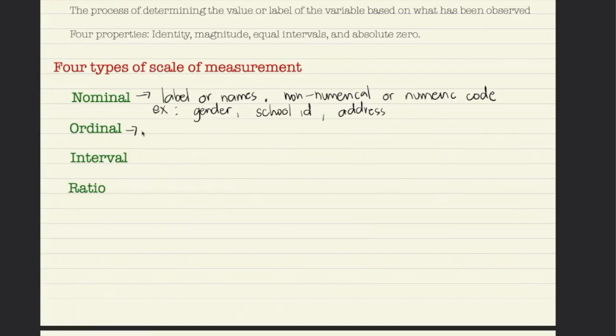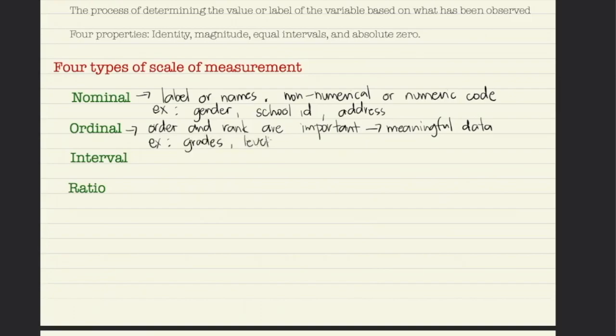Next is ordinal. When we are using ordinal, the order and rank are important. Therefore, the order and rank will provide meaningful data. What are the examples of ordinal scale? We have here the grade, level of satisfaction, or happiness.